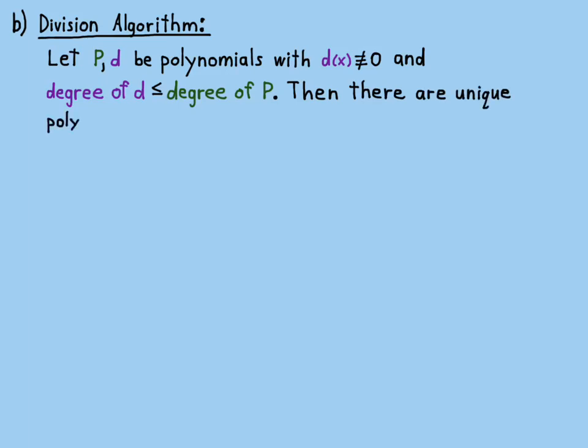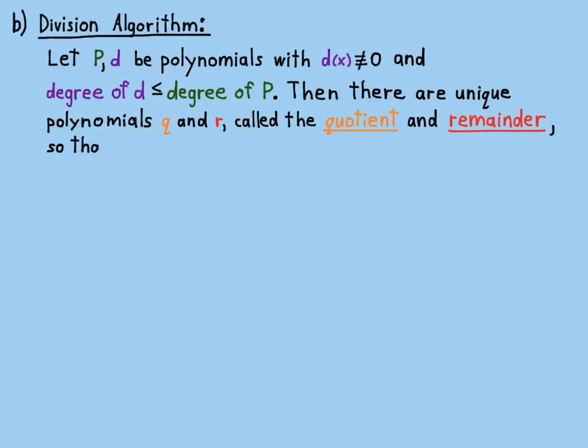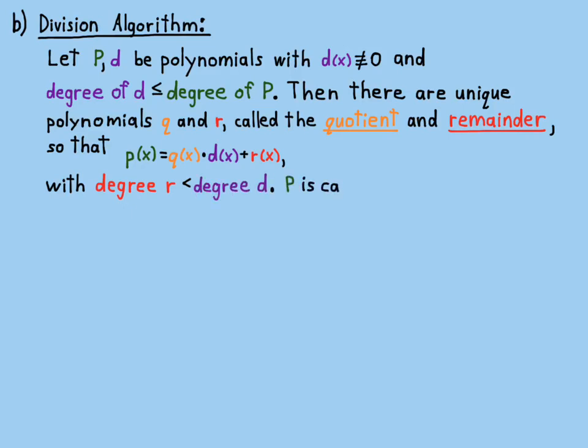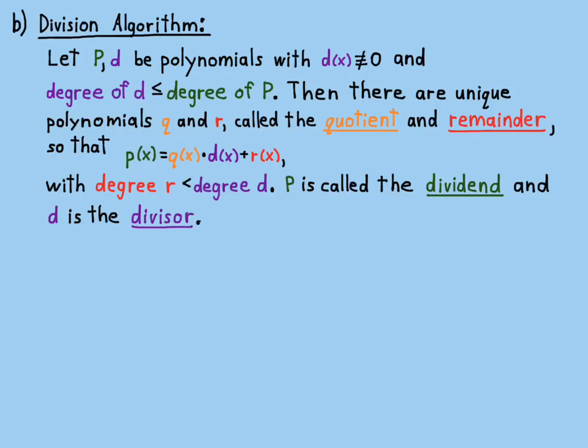then there are unique polynomials, q and r, called the quotient and remainder, so that p of x equals q of x times d of x plus r of x, with the degree of r less than the degree of d. P is called the dividend, and d is called the divisor.